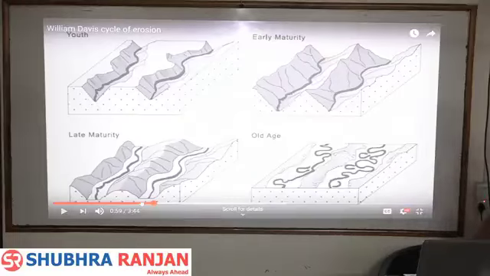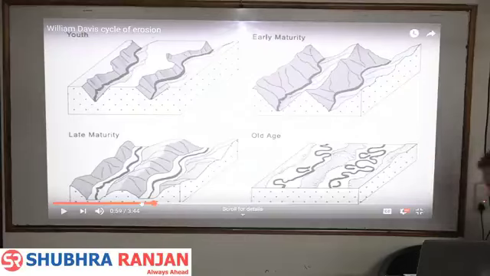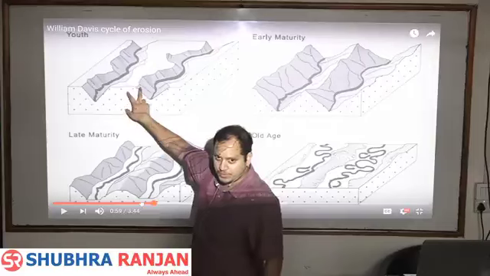Late maturity, lateral erosion, and ultimately lateral erosion where the landform का height has been reduced. So you will call this region the region of interfluves. Fine.